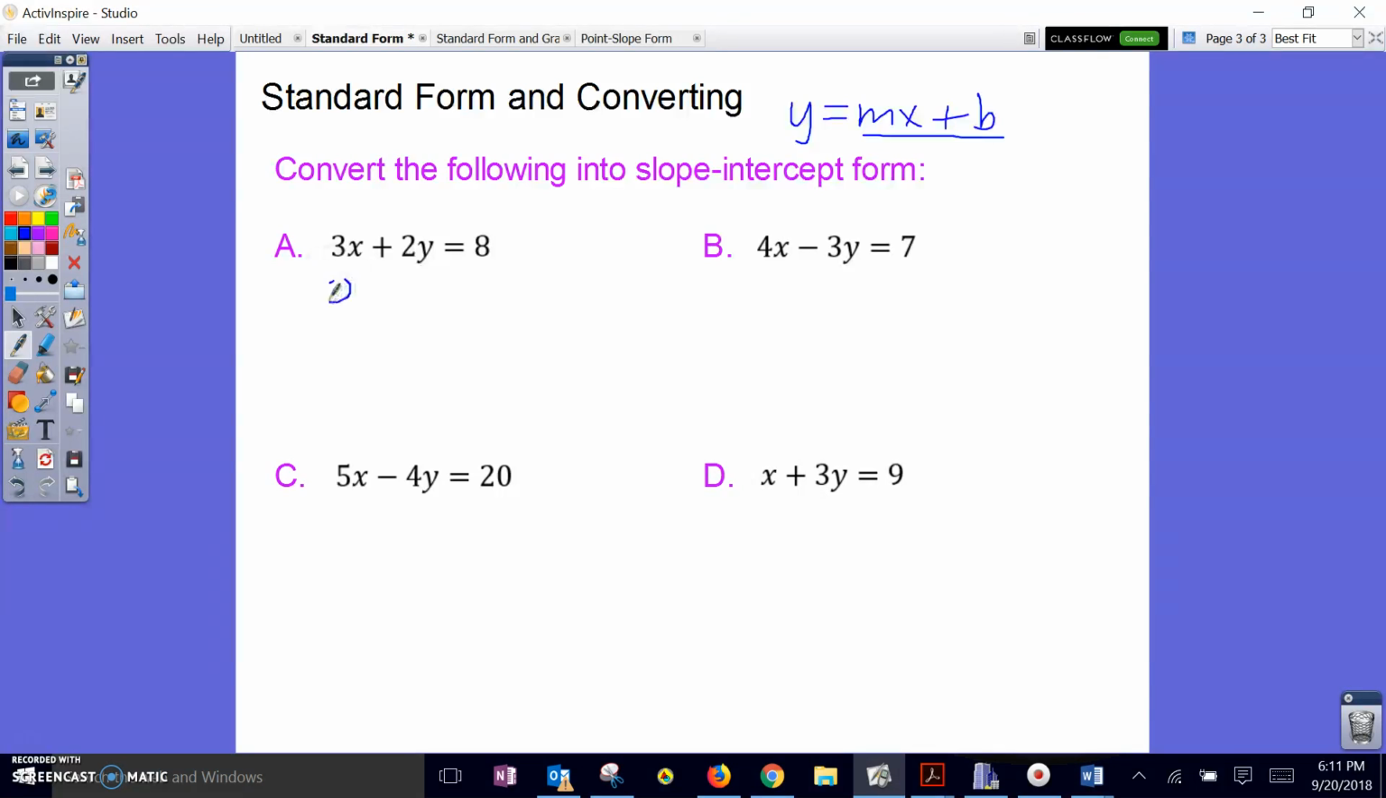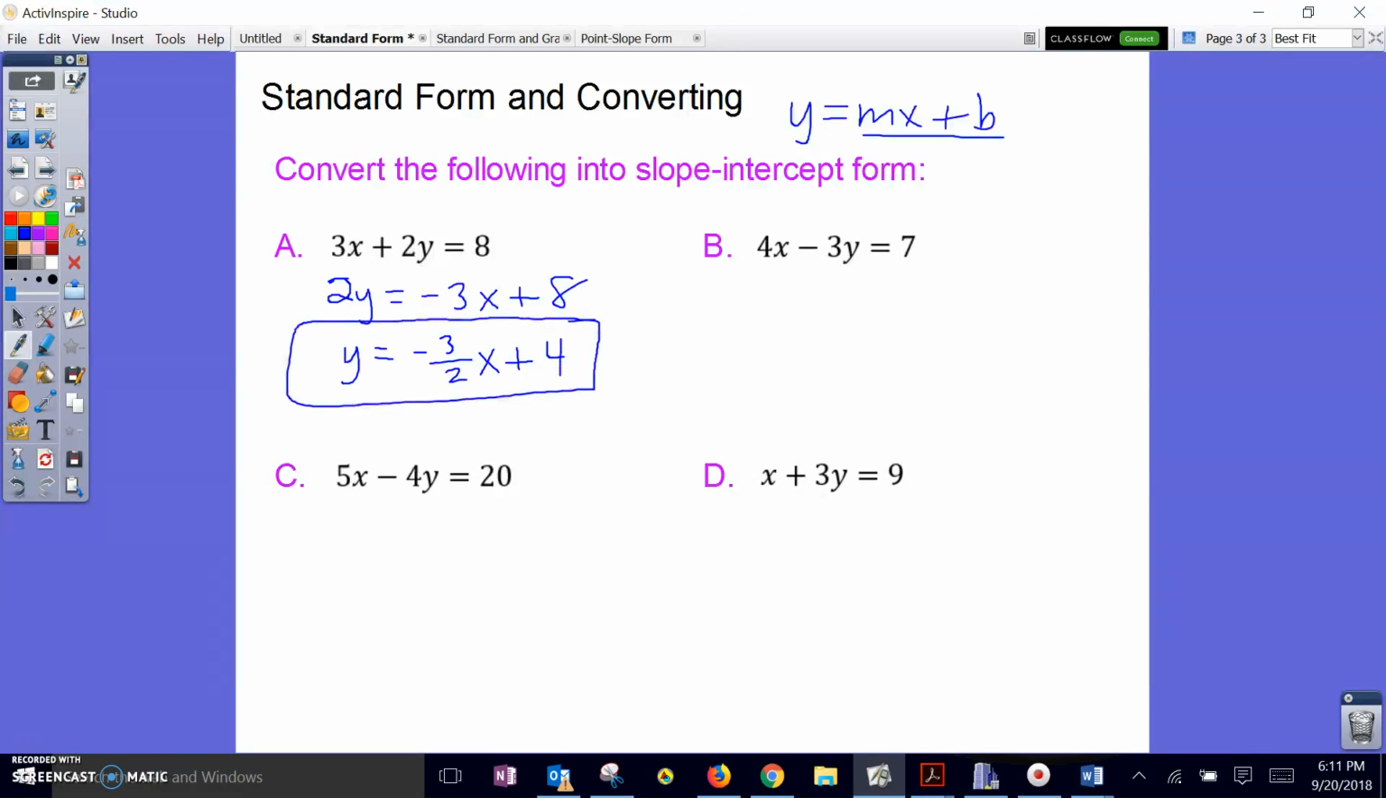I'm going to get the y by itself on the left-hand side by subtracting 3x from both sides. And then to get just 1y, I need to divide everything by 2. 2y divided by 2 gives me y. Negative 3 divided by 2 makes this a negative 3/2 x. And 8 divided by 2 is 4. And there it is in slope-intercept form. And we're going to do basically the same thing every time we're going from standard form to slope-intercept form.